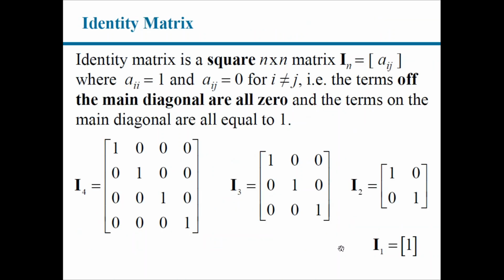Some reminders of identity matrix. So you have 1 by 1, identity 2 by 2, identity 3 by 3, 4 by 4. So we see that the identity is a diagonal matrix that has zeros off the diagonal, and the diagonal entries are all equal to 1.